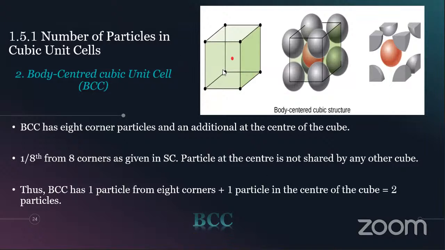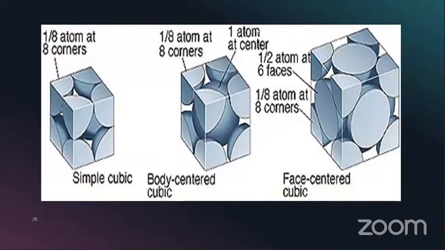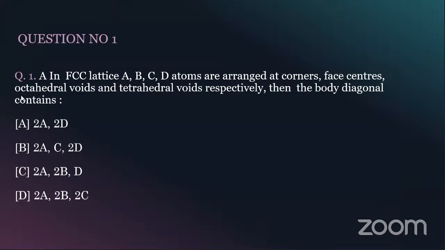And what about FCC? You have 4 particles per unit cell. Please remember this point, okay? All right. Now we'll come to solving a question.